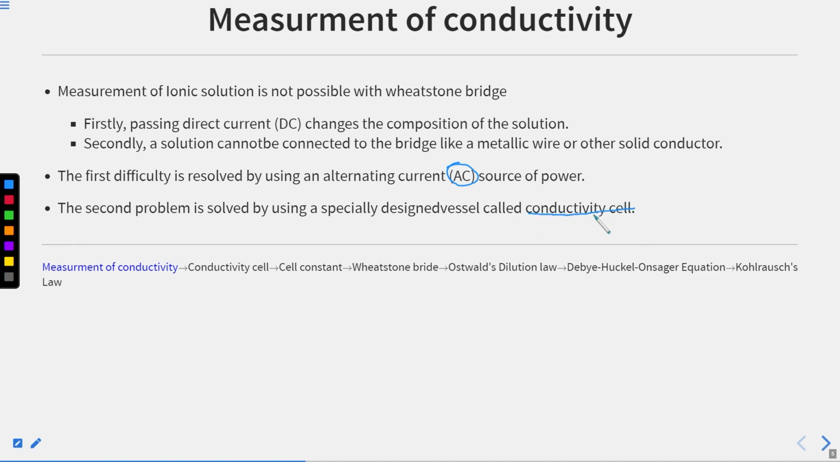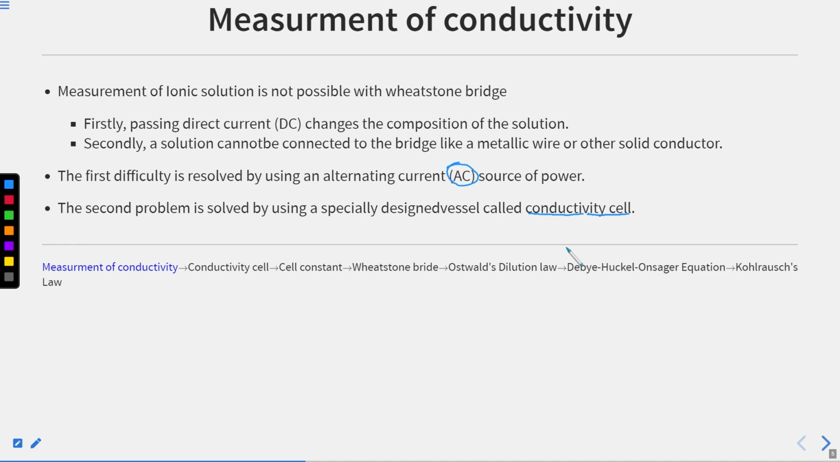What we have designed is our conductivity cell. Later, we will use this conductivity cell in the Wheatstone bridge because it is easy to connect. Then we will use it to calculate our conductivity. So this is our algorithm to calculate conductivity: we use a conductivity cell, connect it with our Wheatstone bridge, then acquire our resistance, and with that resistance we will calculate our conductivity.